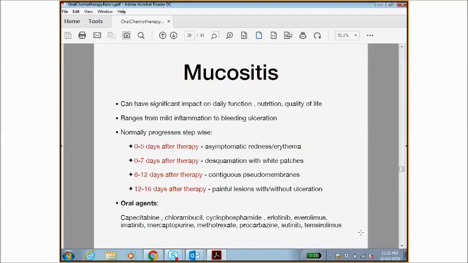For 0 to 5 days after therapy, they might be asymptomatic. There might be some redness or erythema. And then up to 7 days after, they might get some desquamation in little white patches. And then 6 to 12 days, they'll get some contiguous membrane. And then 12 to 16 days after therapy is when you can get really painful lesions, and there may or may not be ulceration. And there are some oral agents that can be responsible for causing this toxicity.